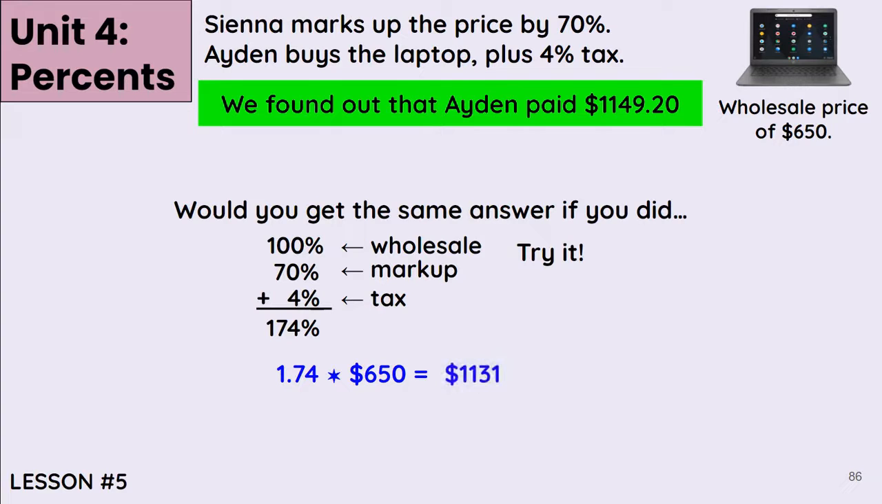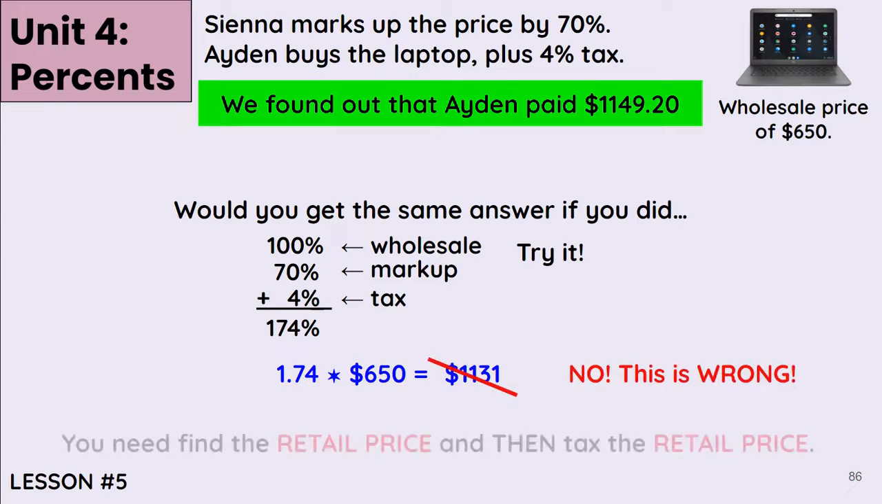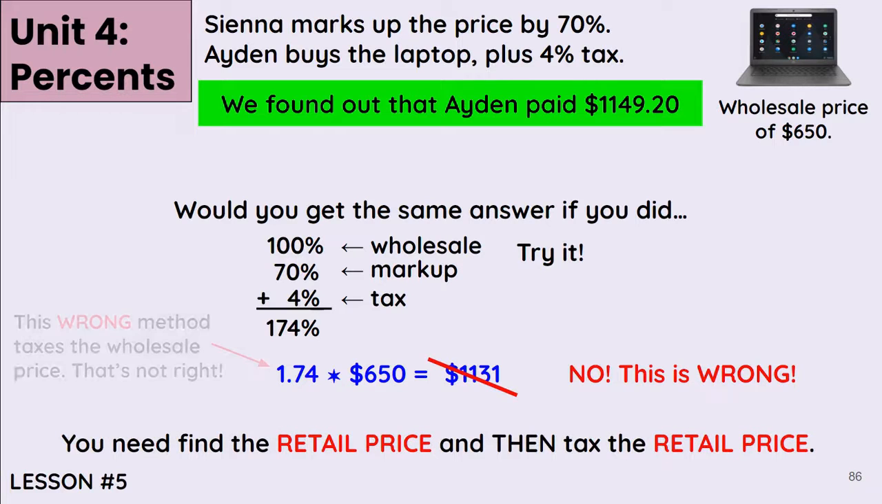All right, you should have gotten $1,131. That is wrong because you need to find the retail price first and then tax the retail price. This is the wrong method because it taxes the wholesale price, and that's not right.